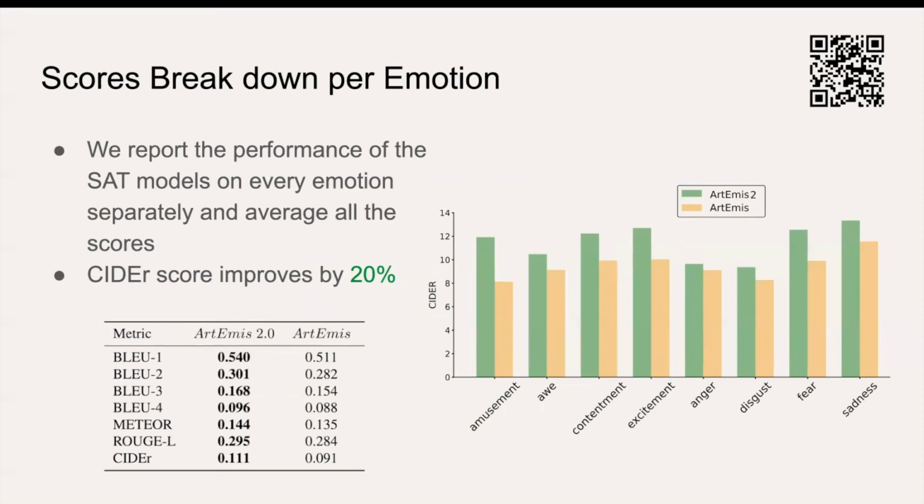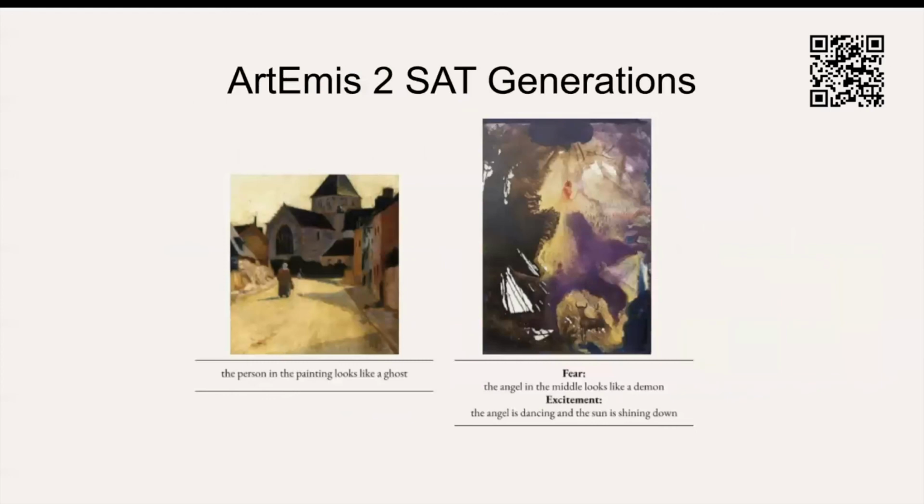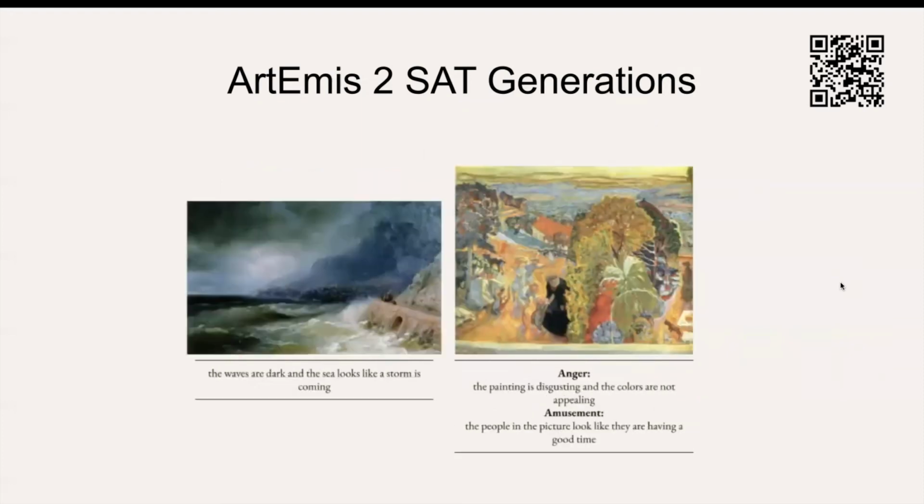You can see how the gains on the negative emotional experiences and the underrepresented positive emotions, such as excitement, are significantly contributing to the 20% improvement. Here you can find some generations from the Show, Attend, and Tell model trained on Artemis 2. You can see in this example on the right that the model describes the angel as dancing when the grounding emotion is excitement. However, when the context is fear, it compares it to a demon. This example highlights the model's ability to understand the emotional context and generate captions accordingly.